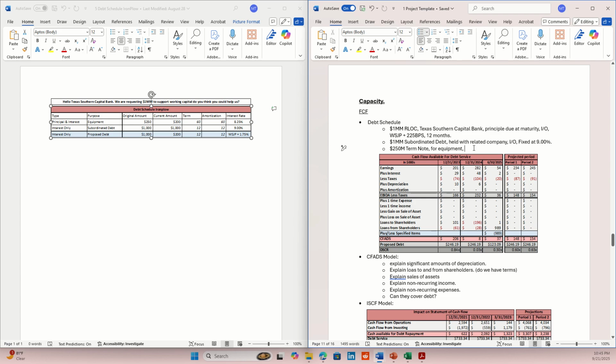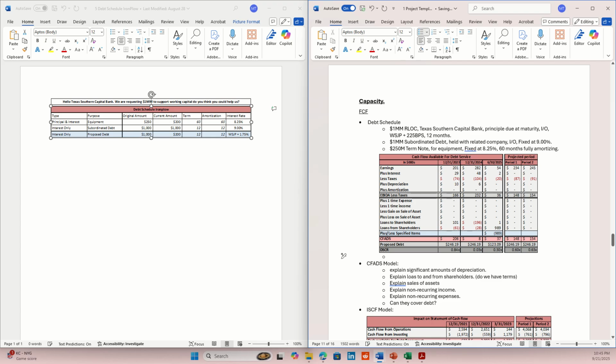Right. Fixed at 8.25%, 60 months, fully amortizing.